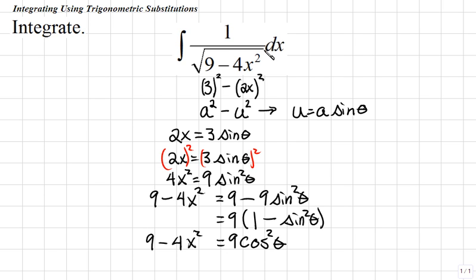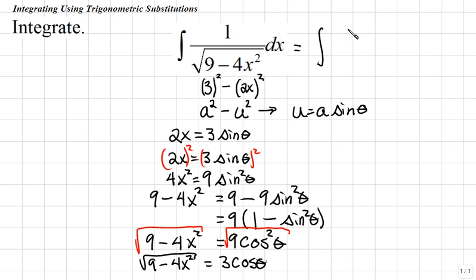In our problem, we had a square root. So next, let's square root both sides of the substitution. So the left side will become the entire denominator, square root of 9 minus 4x squared, and the right side will be the square root of 9 is 3, and the square root of cosine squared is cosine theta. That means that our integral will become the integral of 1 over, instead of writing square root of 9 minus 4x squared, we'll write this as 3 cosine theta.